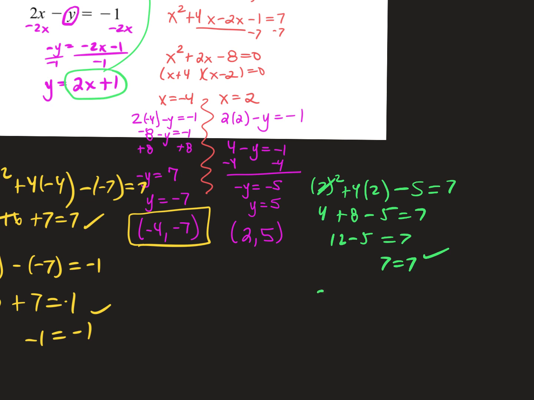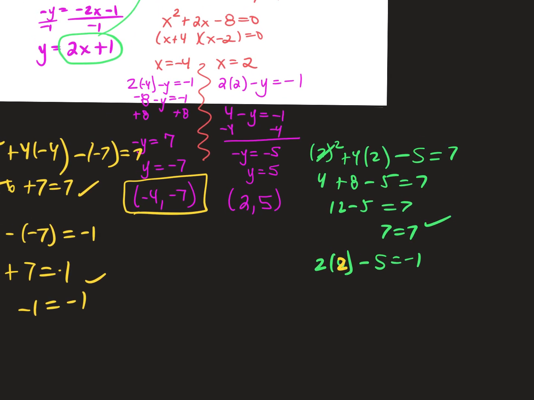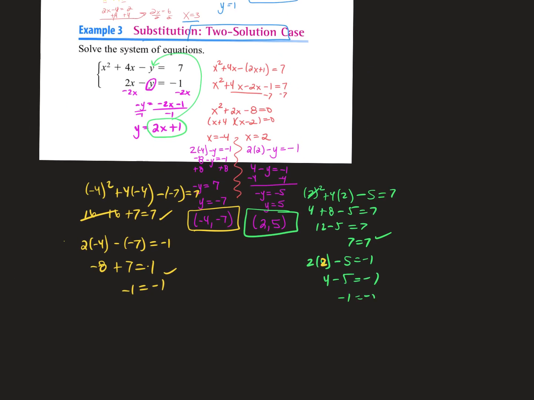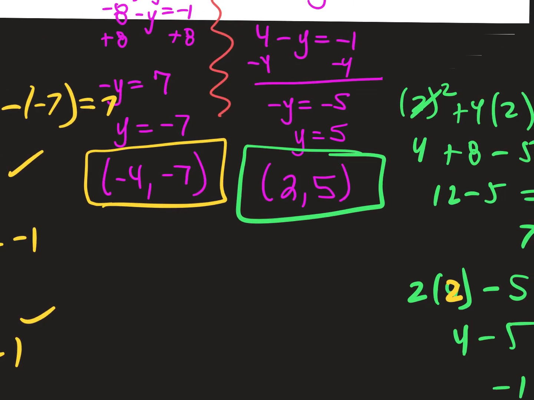So my second one would be 2 times 4, right? Minus 5. Does it equal negative 1? No, not 2. I'm sorry. It should be 2. What's 2 times 2? 4. 4 minus 5. Does that equal negative 1? Yep. So you found out that both of these solutions satisfy the equation. They both work. These 2 places on a graph, that's where your picture would intersect.